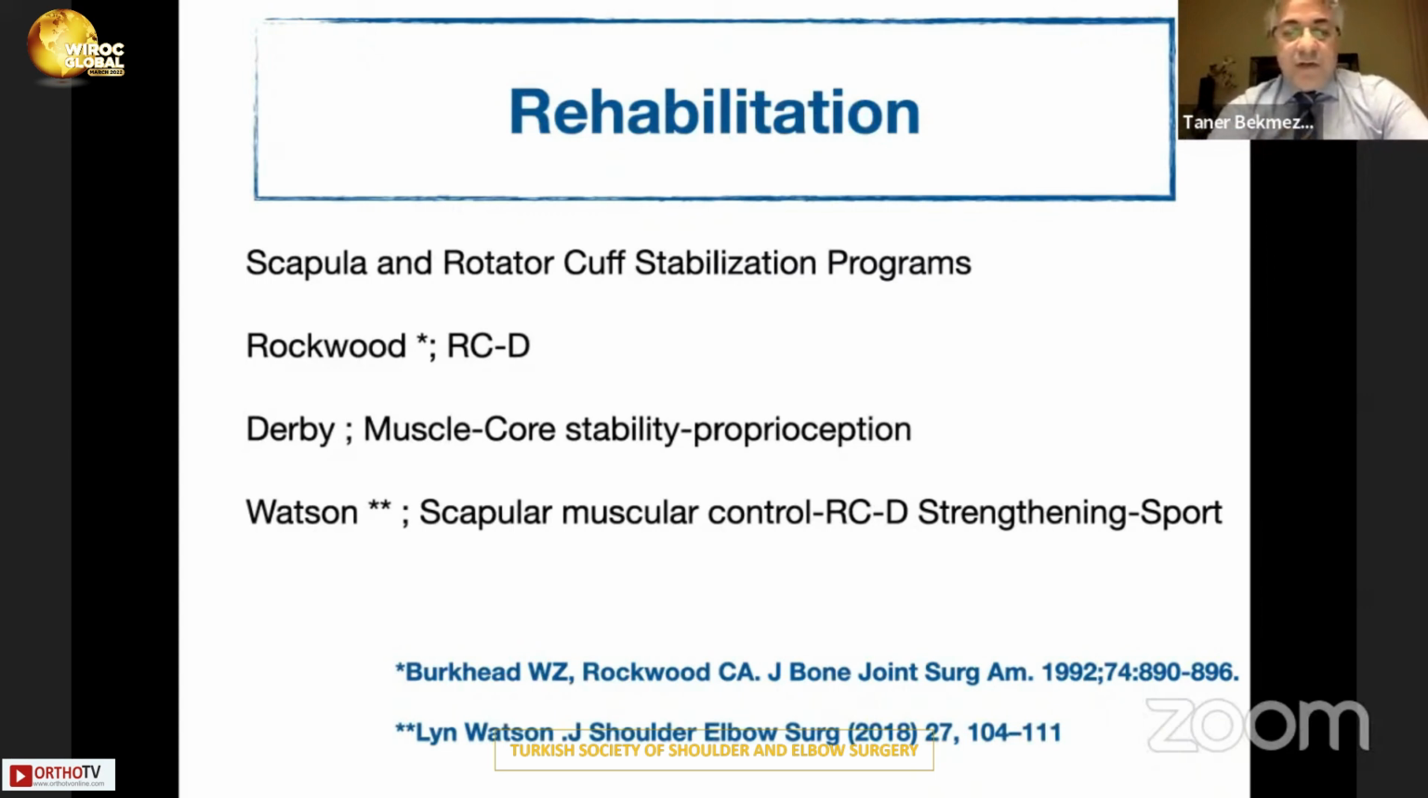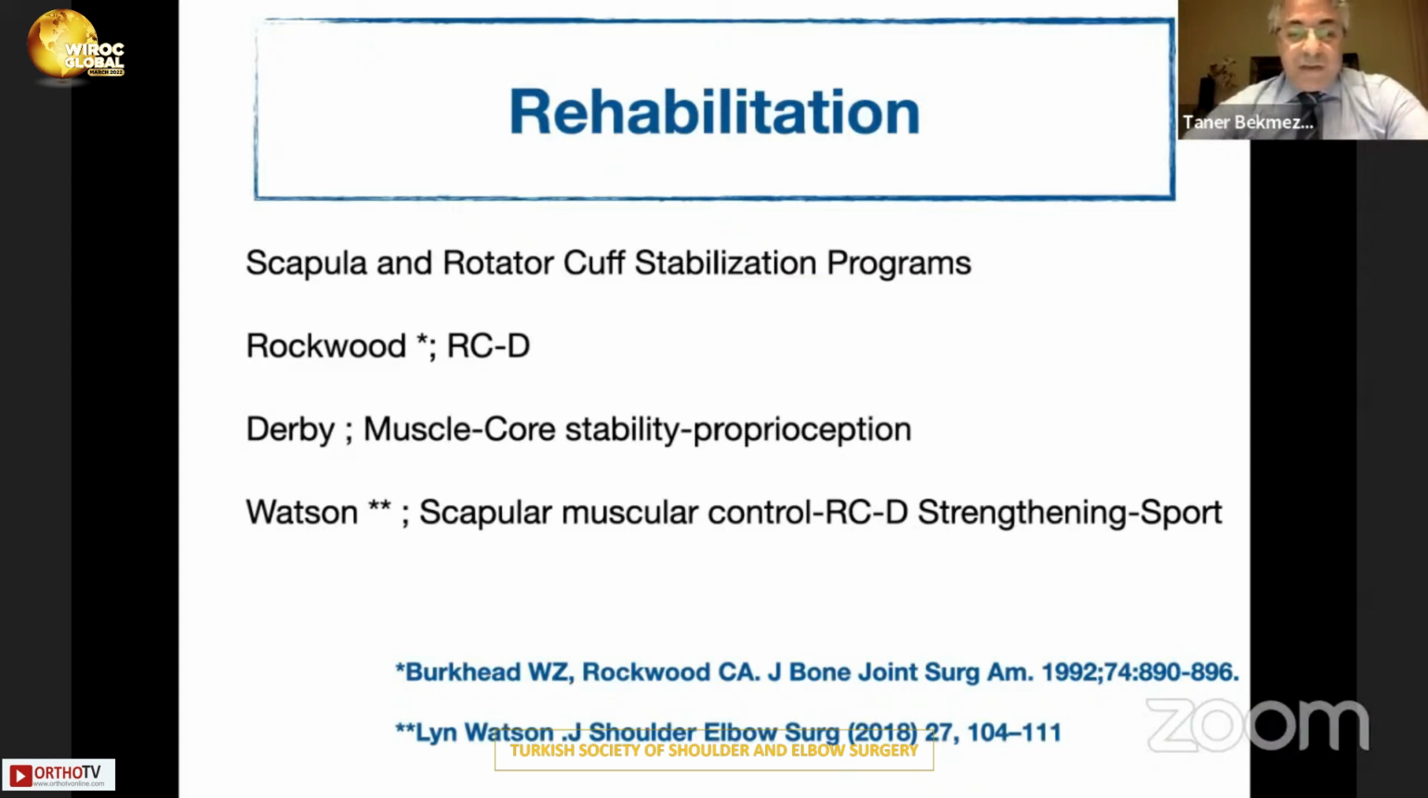There are several exercise programs, and the best and the oldest, the most popular one, is by Rockwood and Burkhart. They reported 87% good and excellent outcomes, and their multidirectional instability program generally depends on rotator cuff and deltoid strengthening. The Watson program, also one of the most popular, focuses on re-establishing patient-specific scapular control, typically scapular upward rotation, prior to any rotator cuff or deltoid strengthening.